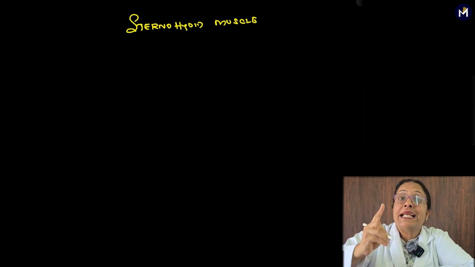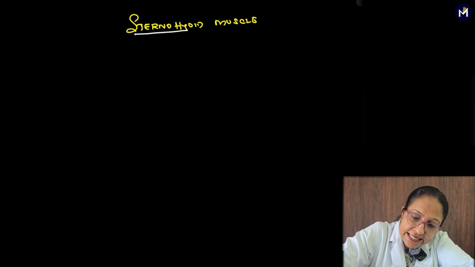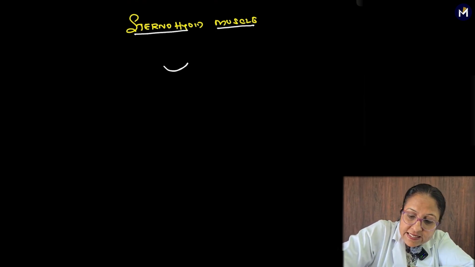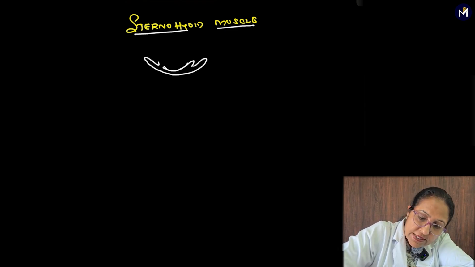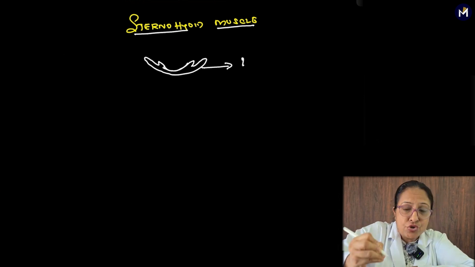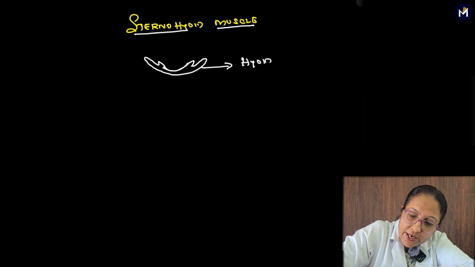Sternohyoid muscle. So let us first draw the key bone. What is the key bone? That is the hyoid bone. The structure of the hyoid bone is: this is the body, lesser cornua and greater cornua. So this is the greater cornua and this is the lesser cornua. So first you draw the hyoid bone.